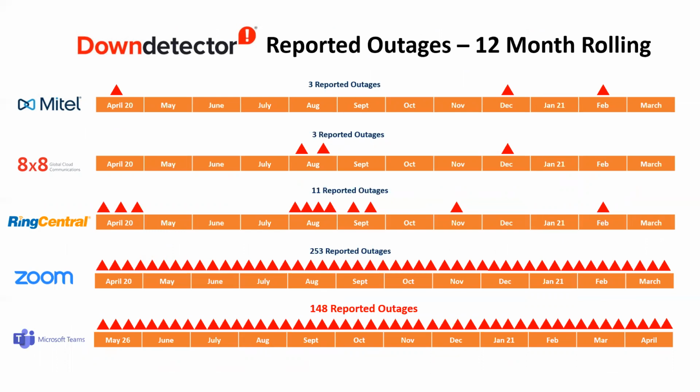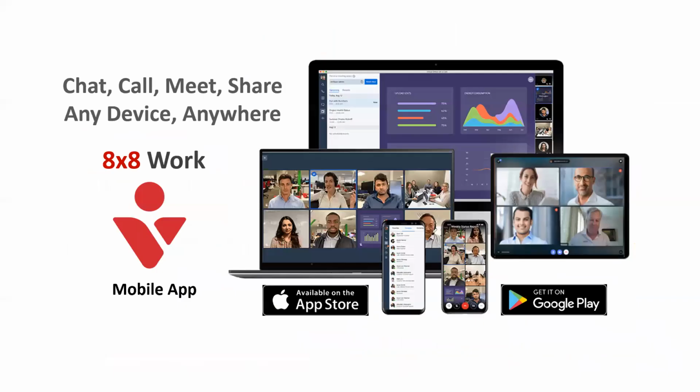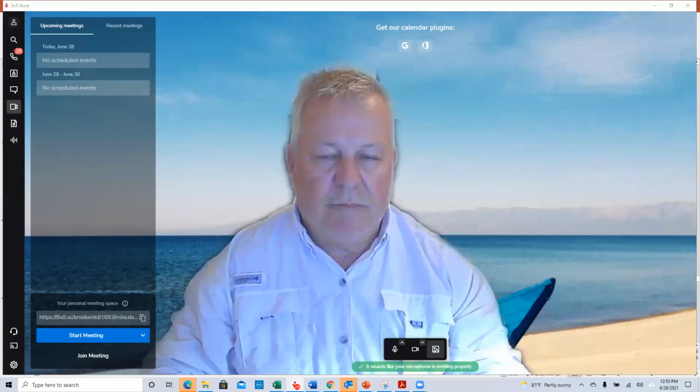I don't know all the details, but I do know one thing's for sure, that you can use 8x8 Work, which is a free mobile, actually UC app that comes with the system, with every user on 8x8. So you can use this as a backup in the event that Teams goes down.